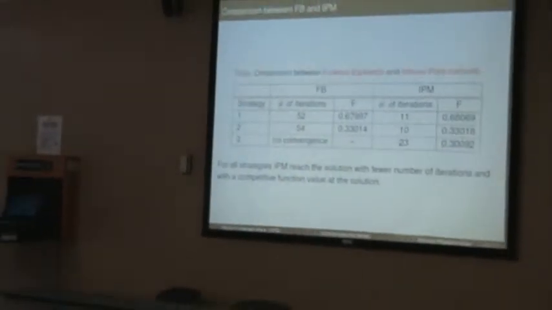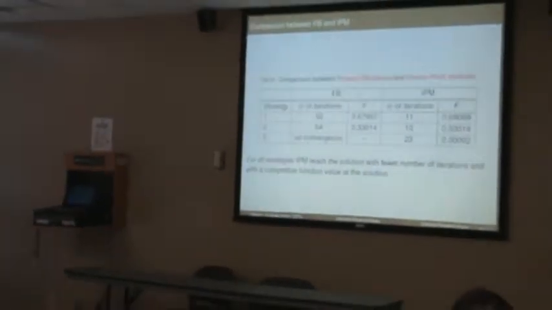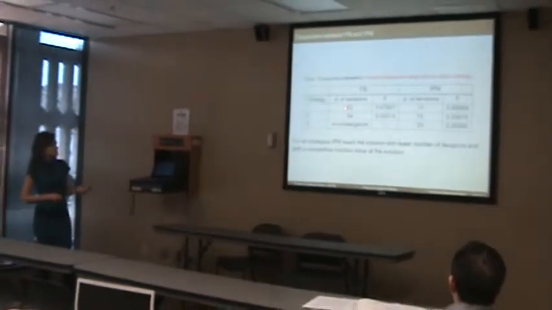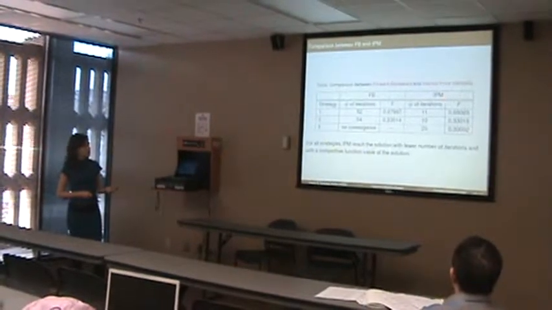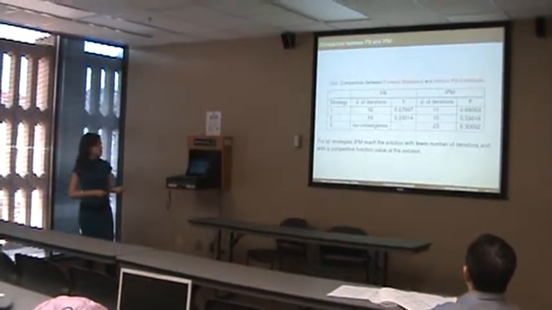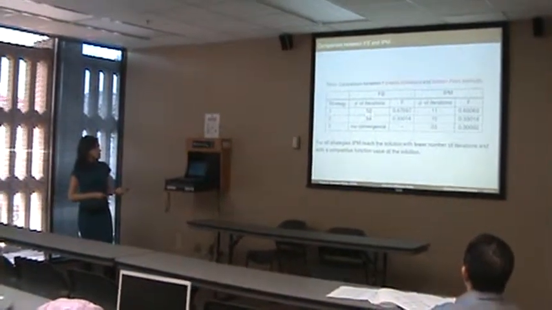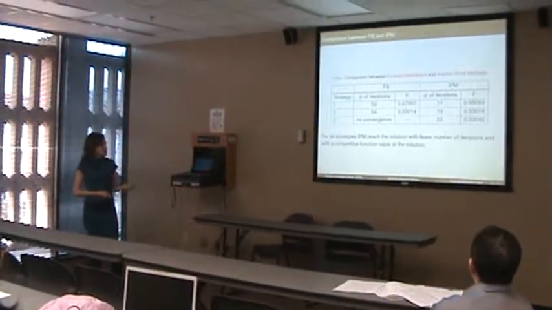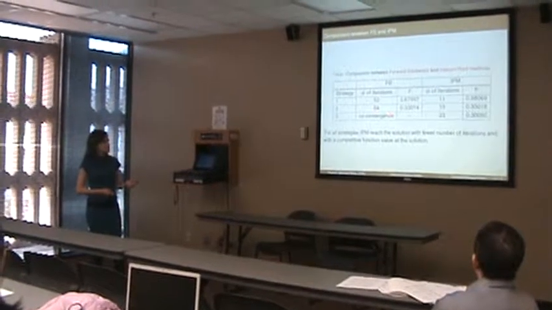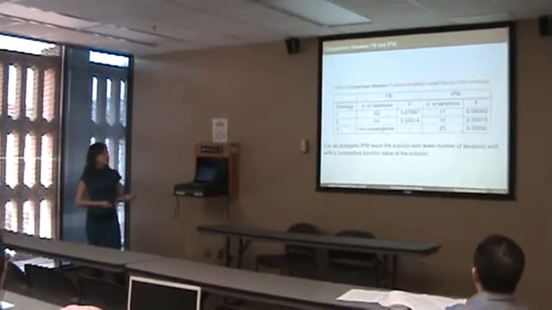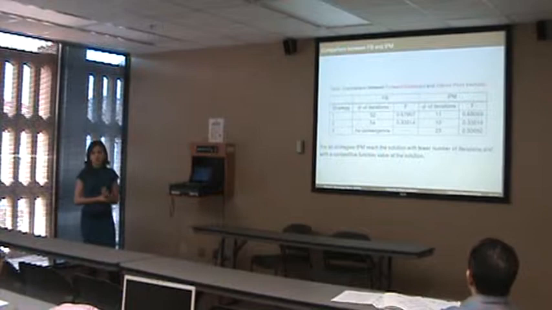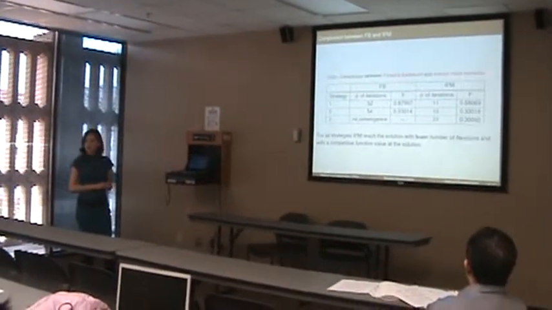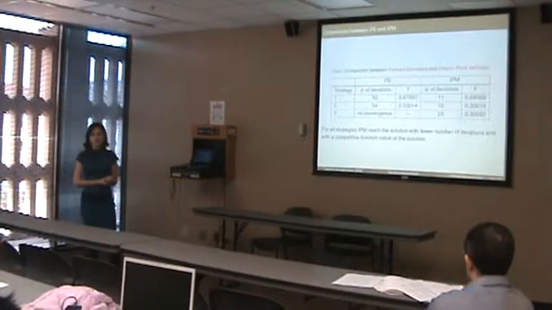So the first thing, when we compare both methods, you can see here with forward-backward, we solve the first strategy in 52 iterations. We go to 11 iterations using interior point methods. Here we also have a very good reduction. And when we put both policies together, we have some problems with the convergence in the forward-backward. But we could solve the problem using interior point methods. With this, we found that interior point methods solve the problem with a small number of iterations.